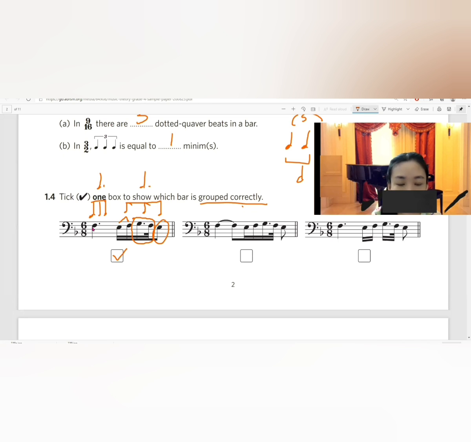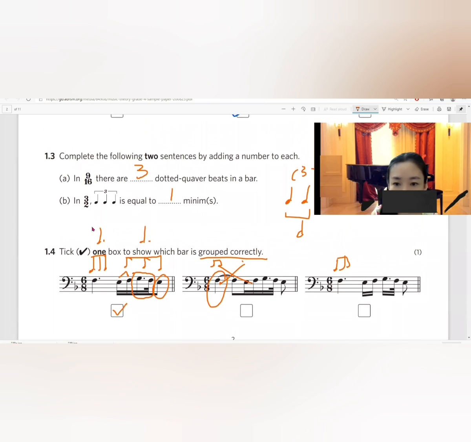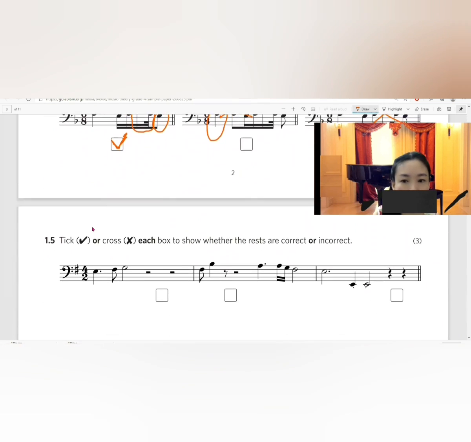Next one is wrong, because the first group of notes only has 2 quavers. So this one is out. Next one, 6/8 time. This first group is correct, but then the second group is wrong because they separate them. So this one is also out. So the correct answer is the first one. Okay, let's move on to the next question.